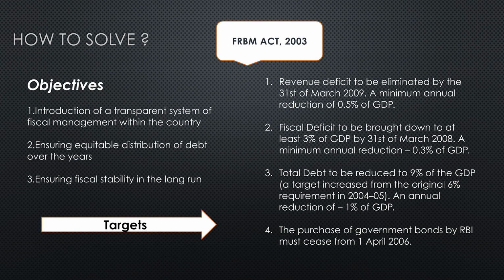And the last one talks about stopping RBI from purchasing government bonds from the government. So here we are creating autonomy on the part of RBI. Now RBI is no more working under the government and is no more obliged to purchase treasury bills or government bonds under pressure. Hope everything is clear.